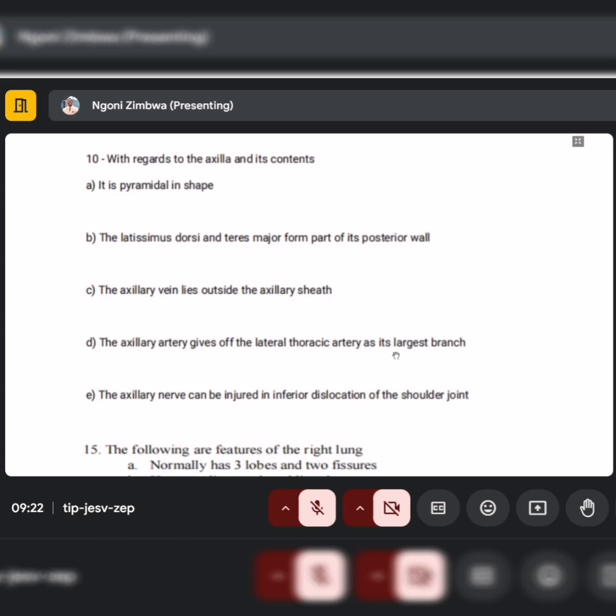Right. D, the axillary artery gives off the lateral thoracic artery as its largest branch. That is very false. We said the subscapular artery is the largest branch. But it's very important to understand that the lateral thoracic artery, together with the thoracoacromial artery, are branches that supply your breast.